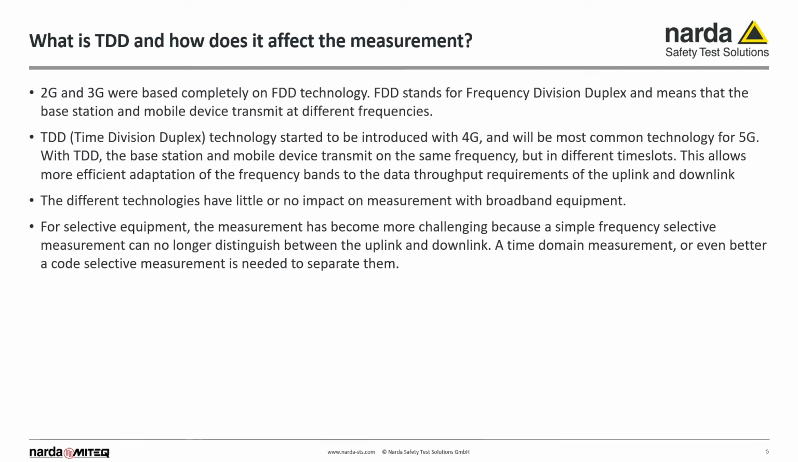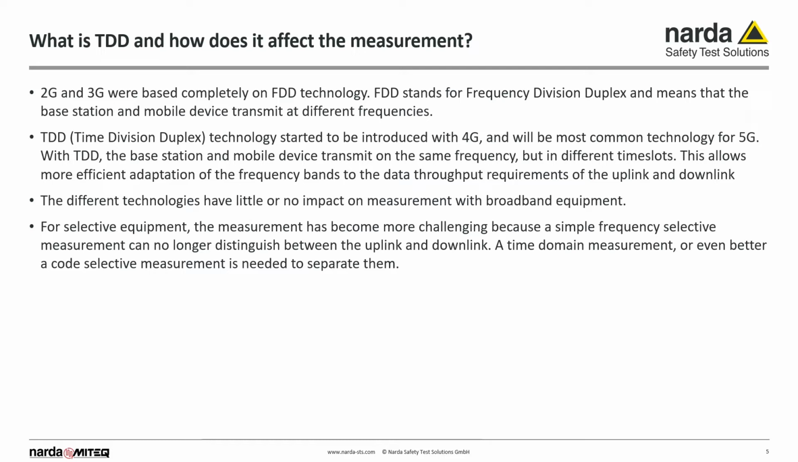What does TDD mean, and how does TDD affect the measurement? 2G and 3G are based entirely on FDD technology. FDD stands for Frequency Division Duplex and means that the base station and the mobile subscriber transmit on different frequencies. This solution is hardly economical with bandwidth, as the base station downlink generally has to transmit far more data than the mobile unit uplink. 4G marks the introduction of TDD, Time Division Duplex, technology into mobile communication, and it will be rolled out overall for 5G.